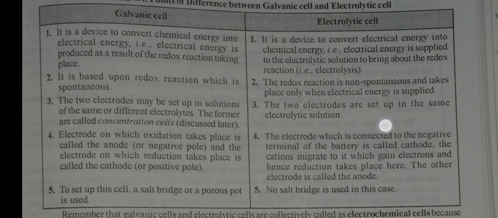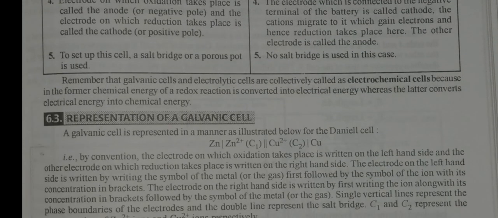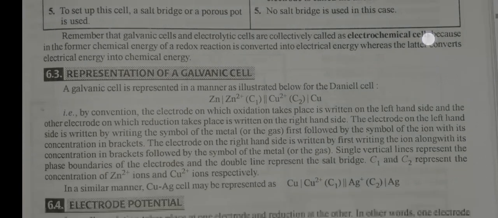In a galvanic cell, to set up the cell, a salt bridge or a porous pot is used, whereas in an electrolytic cell, no salt bridge is used. Remember that galvanic cells and electrolytic cells are collectively called electrochemical cells because in the former the chemical energy of a redox reaction is converted into electrical energy, whereas the latter converts electrical energy into chemical energy.